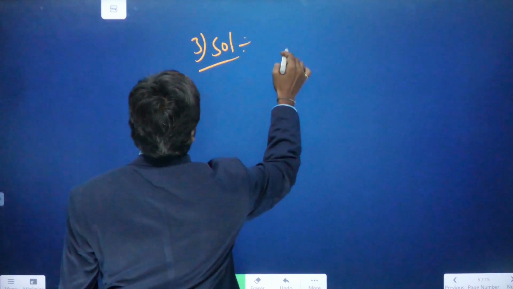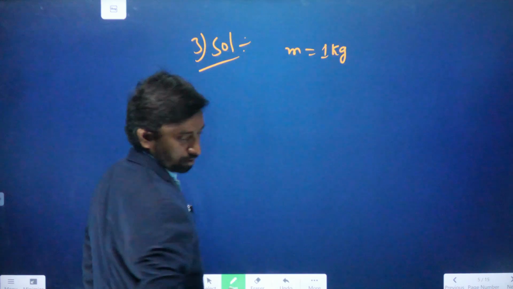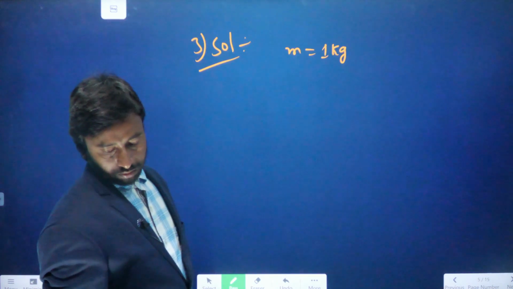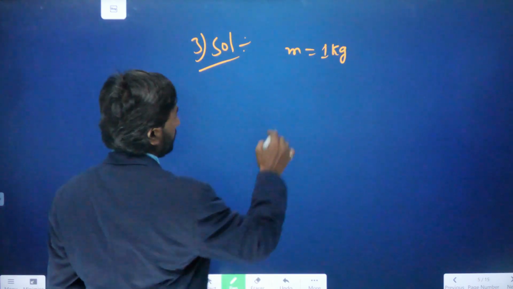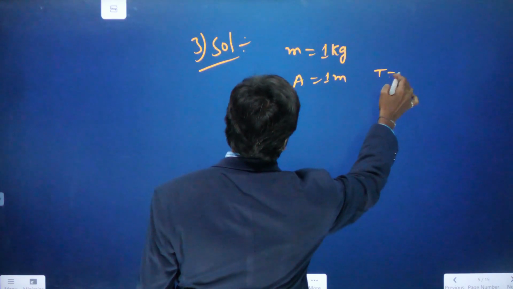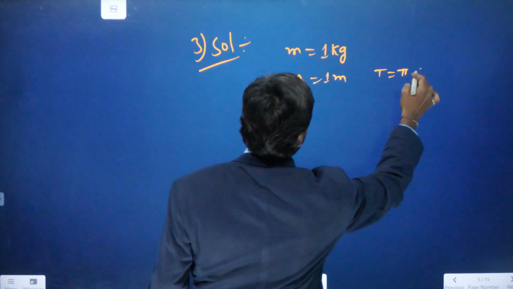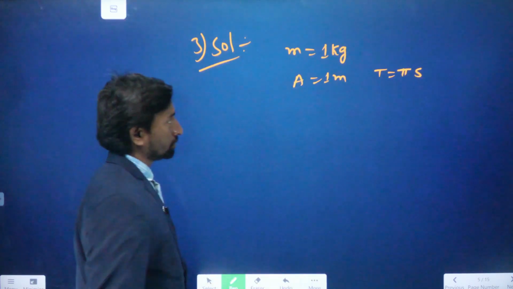So in this question, the mass of the particle is given as 1 kg. The amplitude A is 1 meter, and the time period is pi seconds.